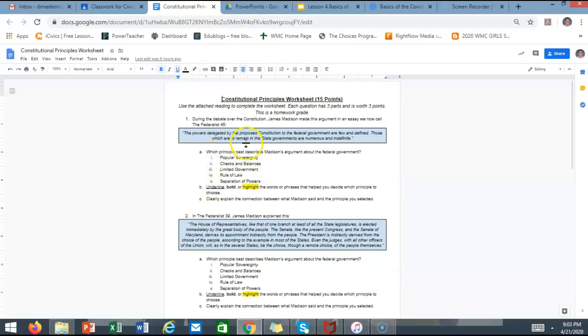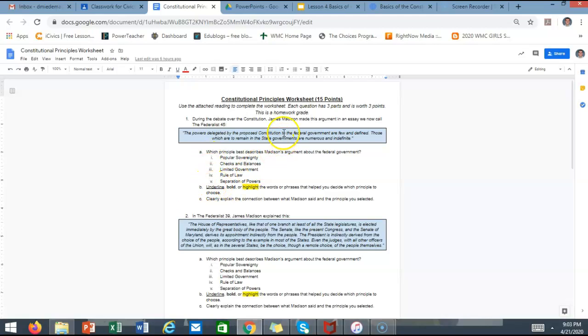Part B is go to this blue box and choose specific words or phrases. Don't do this for the entire quote, just certain parts of it. Which parts helped you figure out this answer to part A? Underline it, bold it, highlight it, do all 3. I don't care, but make sure you focus just on words and phrases, not on entire sentences or more than that. Part C is explaining the connection between A and B.